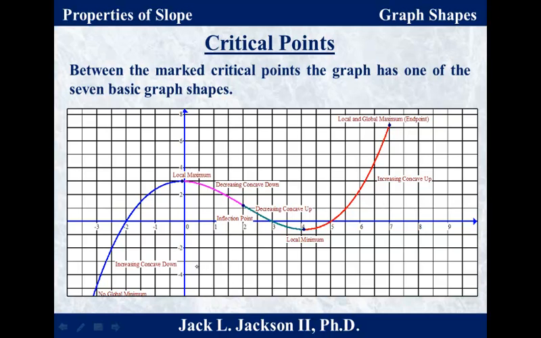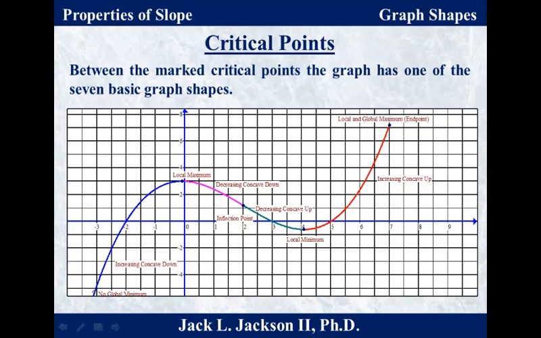So notice these key points kind of break it up into 4 regions, and within the regions it does look like one of those 7 basic shapes. So this blue part of the graph here, from negative infinity up to, well, almost 0, is increasing concave down. And from that maximum to the inflection point, the pink part of the graph, it's decreasing concave down. Then the green part of the graph, from the inflection point to the local minimum, is decreasing, but it's concave up. And the red part, from the minimum here to the endpoint, is increasing concave up. So we can break it down into pieces, and it looks like one of those 7 basic graph shapes.